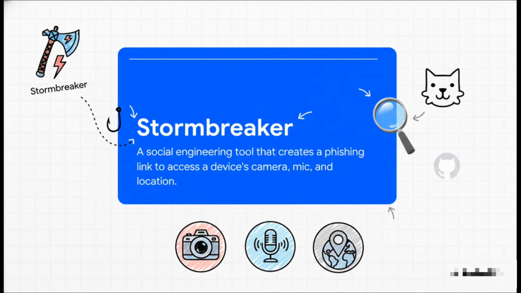Okay, so first up is the lure. It's a tool called Stormbreaker. And get this, you can find it right on GitHub. Its one and only job is to create that deceptive phishing website. It's designed to look just like a normal site that needs to use your location for directions or maybe your camera for a new profile picture.